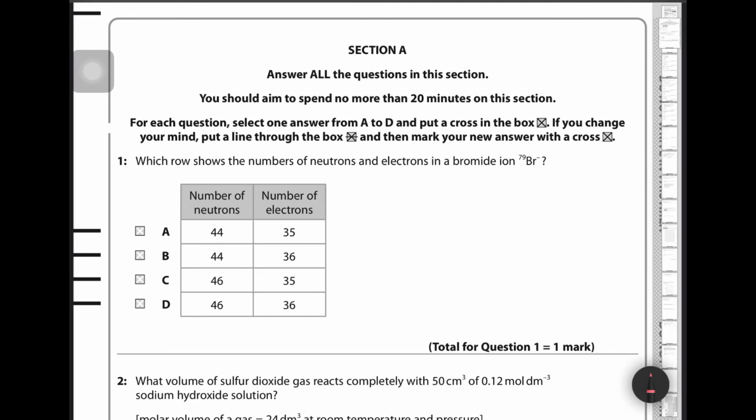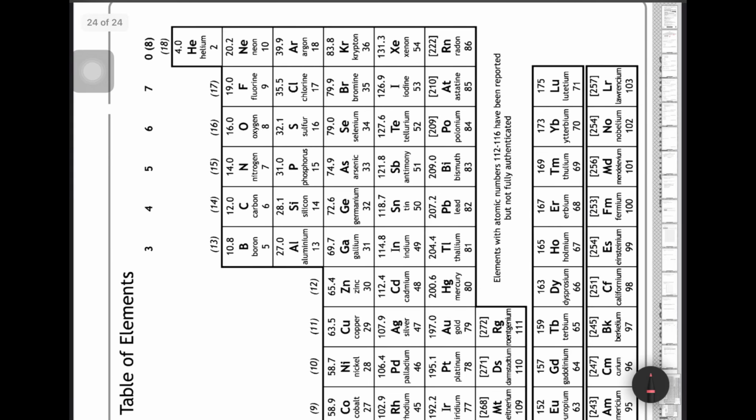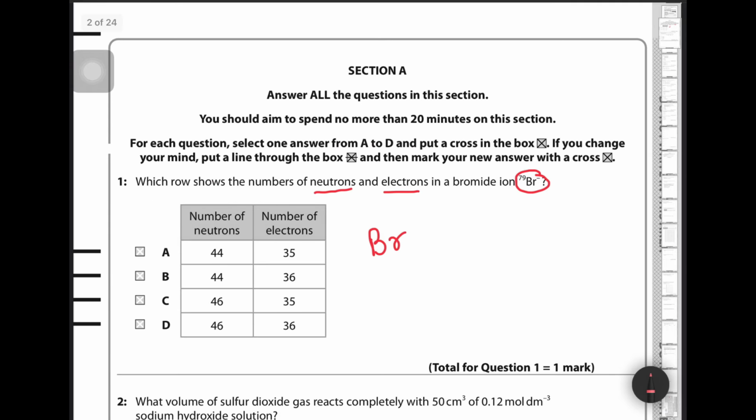Which row shows the number of neutrons and electrons in bromide? If we go and check the periodic table, bromine is 35, right? So bromine is 35, bromide gains 1 electron, becomes 36. So we have two options, either B or D.